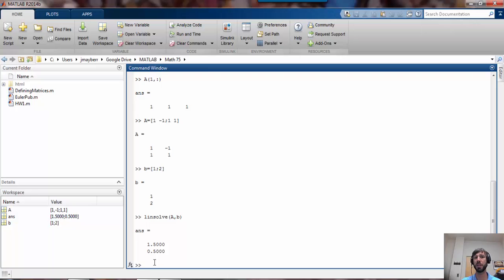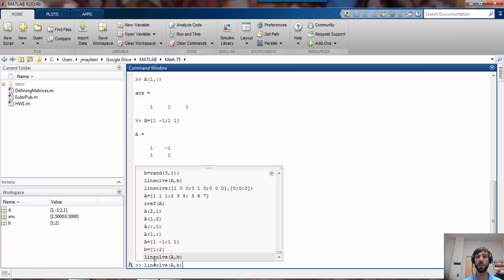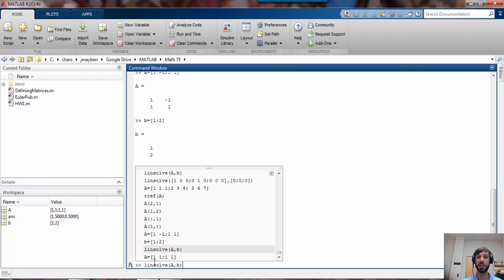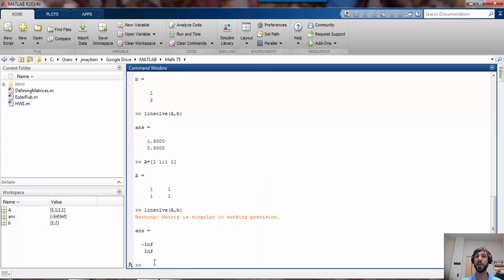Now, one word of caution working with linsolve: if you try and solve a system of equations that has zero or infinitely many solutions, for example, if I went back and changed my coefficient matrix to be something redundant, like 1, 1, 1, 1, and repeat the command linsolve(A,B), notice that it gives us a warning, matrix is singular to working precision, and gives a somewhat nonsensical answer.